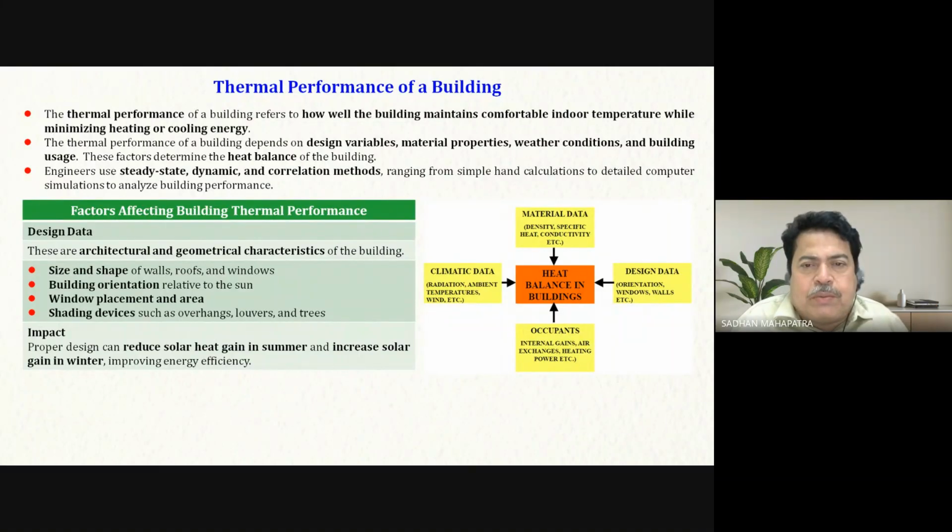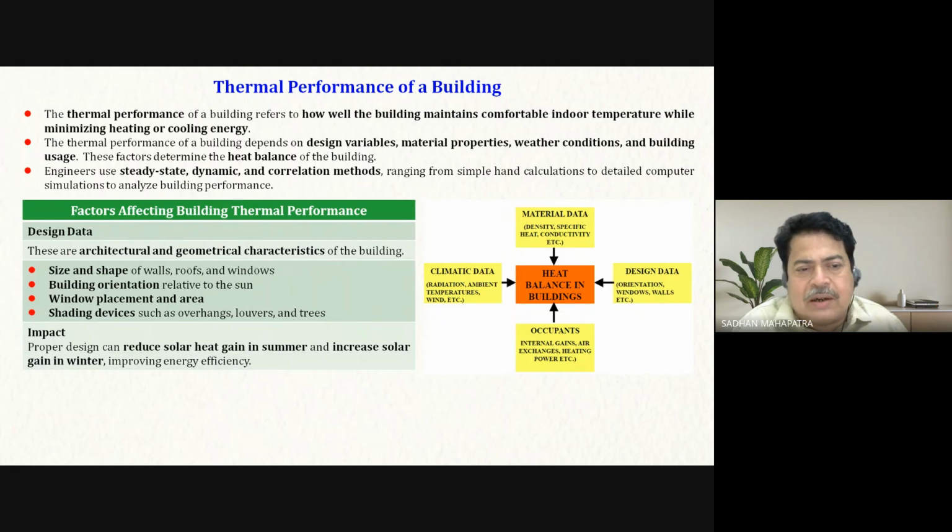Now, when we look at the thermal performance of a building, the thermal performance of a building refers to how well the building maintains a comfortable indoor temperature while minimizing the heating or cooling energy. The thermal performance of the building depends on design variables, material properties, weather conditions, and building uses. And these factors determine the heat balance of the building. Engineers generally use the steady state method, dynamic method, or correlation methods, ranging from simple hand calculation to detailed computer simulation, to analyze the building performance.